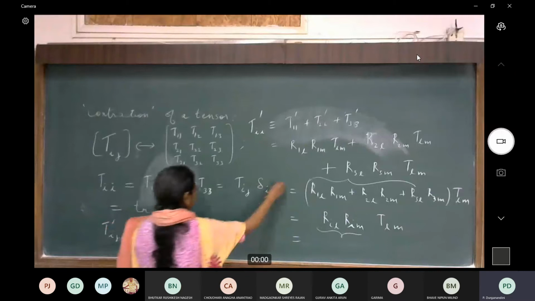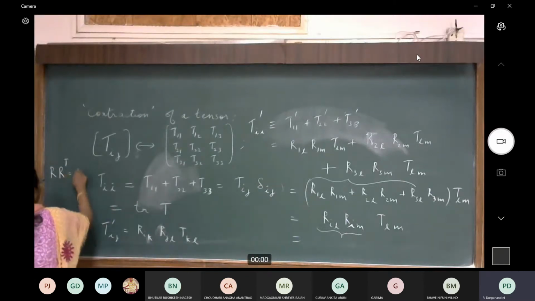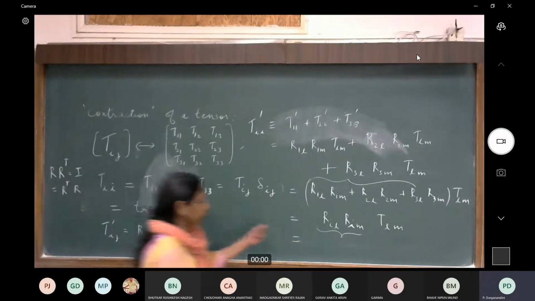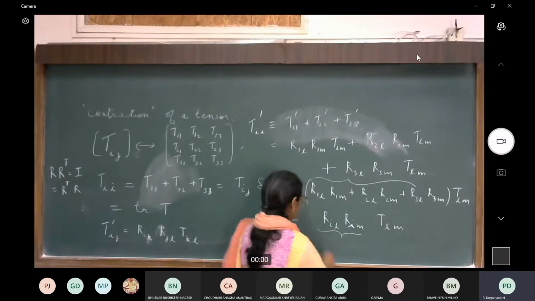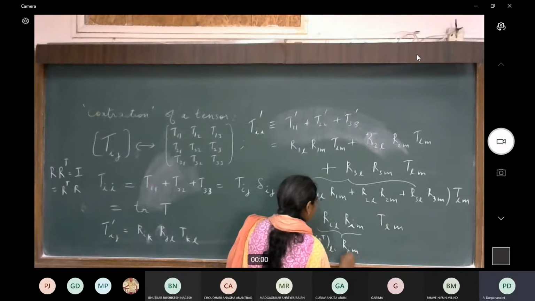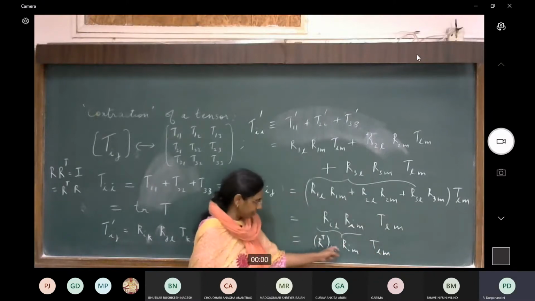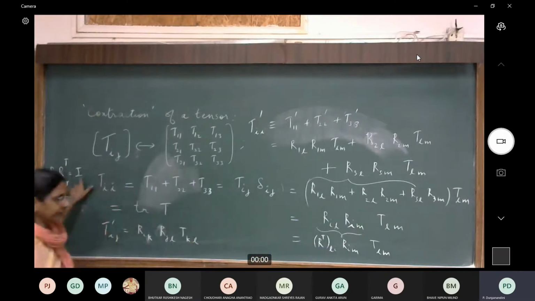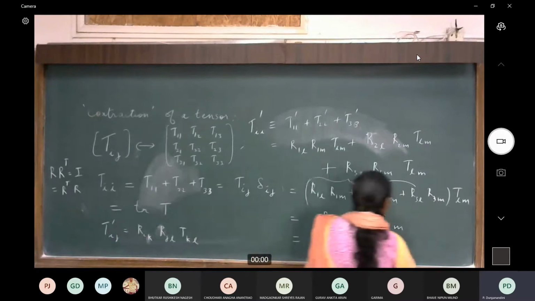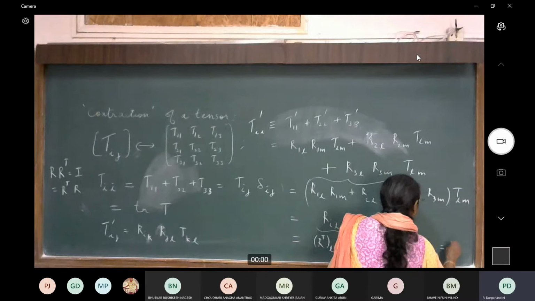Now, using the fact that the rotation matrix satisfies R transpose R equal to identity, this is like R transpose L_i R_iN. It's as if you multiplied R transpose with R. But we know that R transpose R is nothing but the identity matrix. So therefore, this is going to give me simply delta LN, which is nothing but.